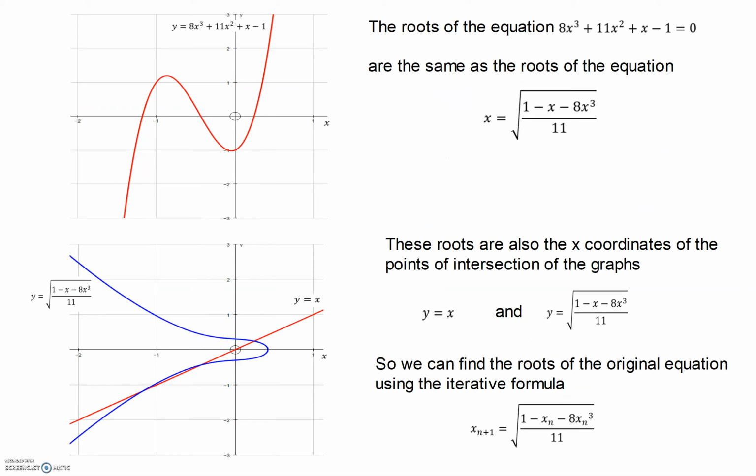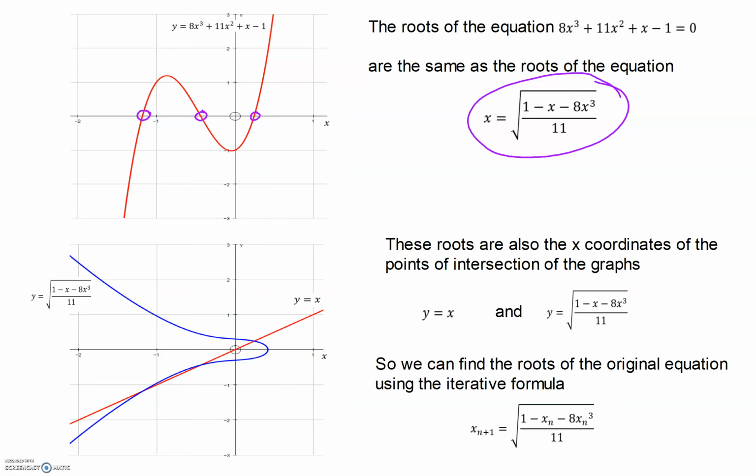So we're going to find the roots of the equation 8x cubed plus 11x squared plus x minus 1, and we're going to use the rearrangement that's shown here. The x equals the square root of 1 minus x minus 8x cubed all over 11. At the top of the page, the first of the two graphs, we have got y equals 8x cubed plus 11x squared plus x minus 1. And you know that the roots of the equation that we're trying to find are situated where the graph cuts the x-axis, and we have three roots. They're in the intervals -2, -1, -1, 0, and 0, 1.